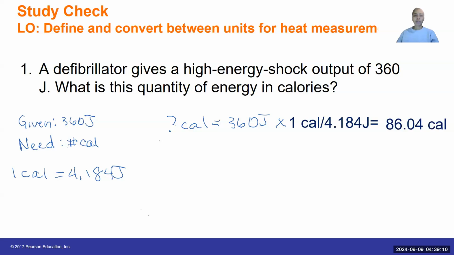We end up with 86.04 calories. How many significant figures are there in this 360 joules? Remember that 0 is not significant. Only way it would be significant is if it had a decimal place here following the 0. So our final answer must be 86 calories. Please note that all calculations must consider the correct number of significant figures.